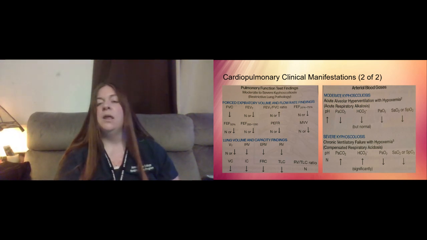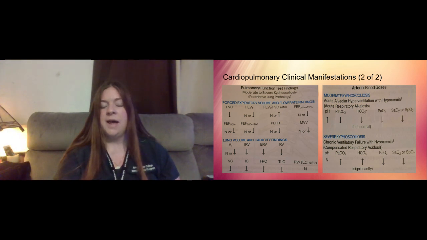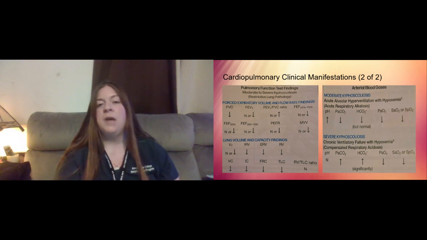For your arterial blood gas in moderate kyphoscoliosis, which is acute alveolar hyperventilation with hypoxemia, also known as acute respiratory alkalosis, you're going to see an increase in the pH, a decrease in the PaCO2, a decrease but normal range in the bicarb, a decrease in the PaO2, and a decrease in the SaO2 or SpO2.